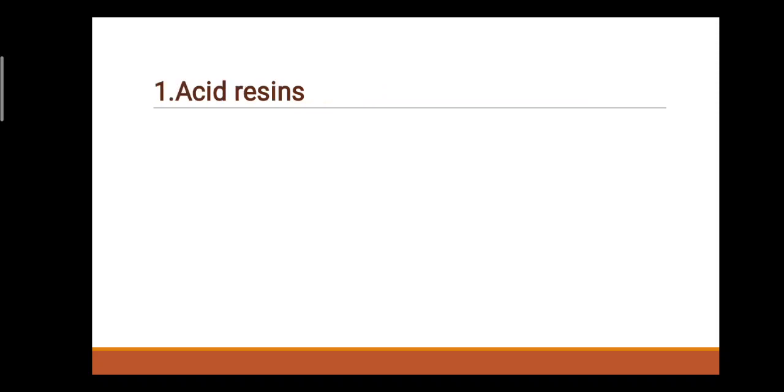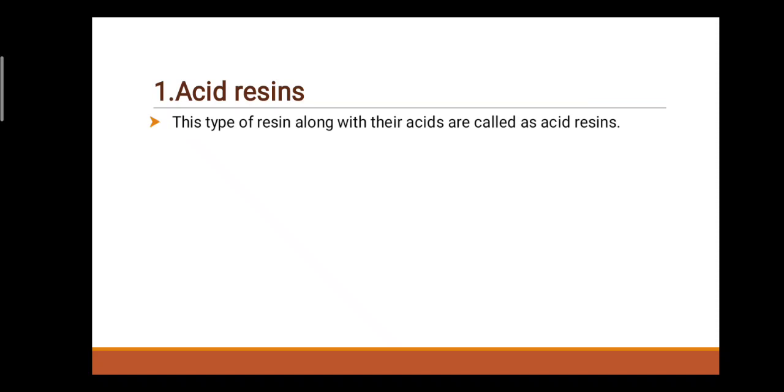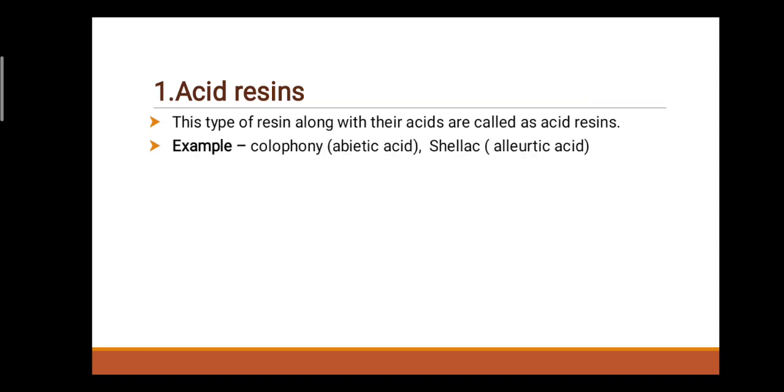Firstly, we will discuss acid resins. This type of resin along with their acids are called acid resins. Example, colophony (abietic acid), and second one, shellac (aleuritic acid).